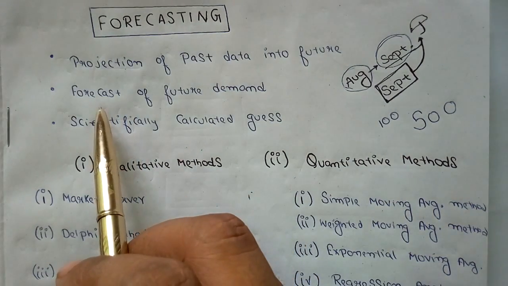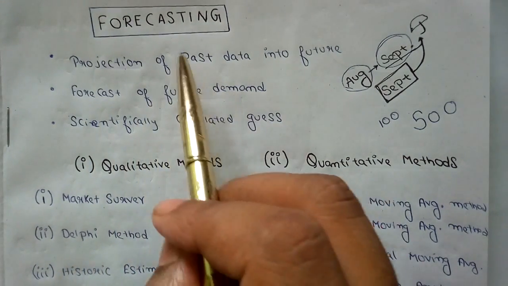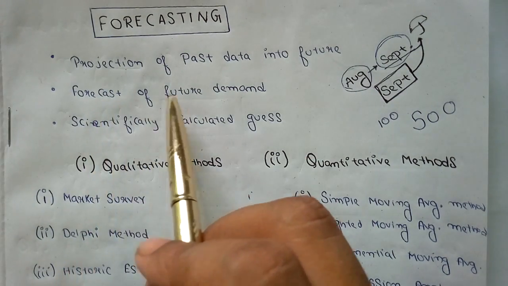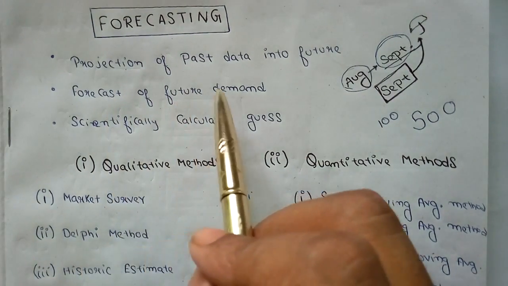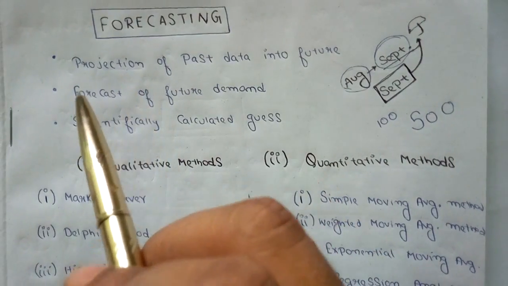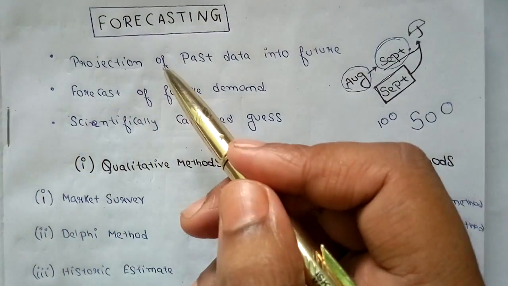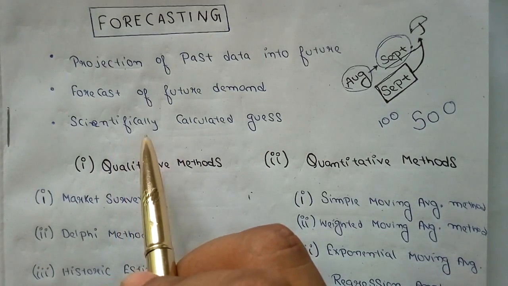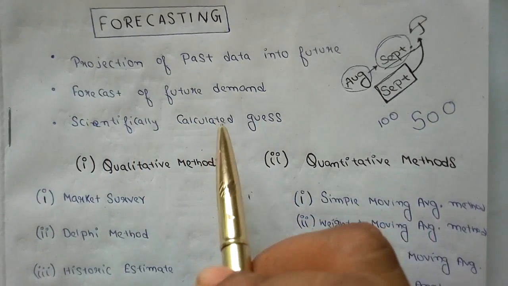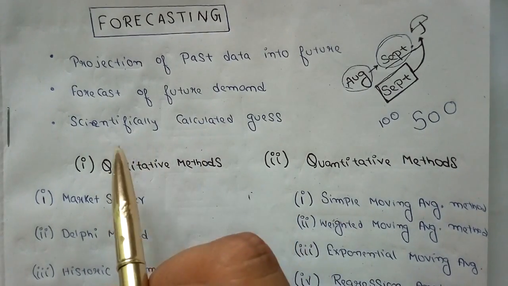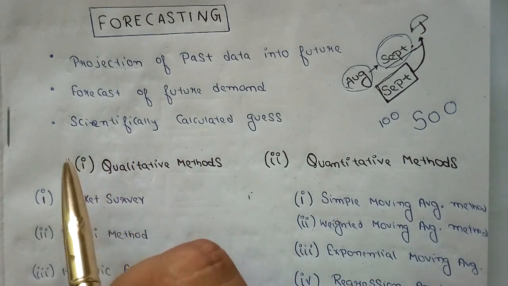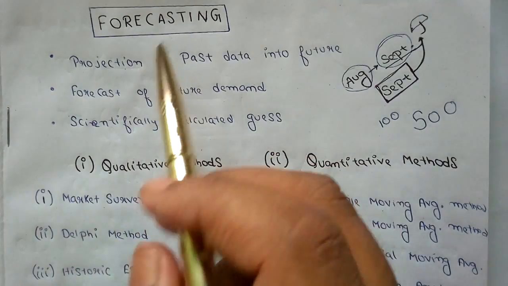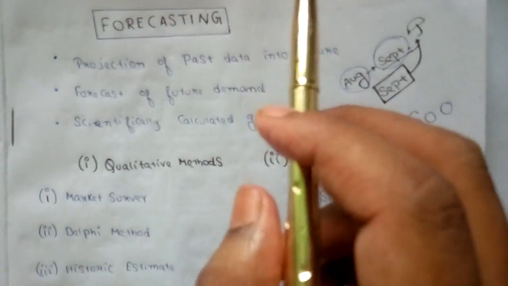Also you can say it is a forecast of future demand, right? Forecasting simply means the prediction of future demand. We are predicting today what our requirement will be in the future. You can also say it is a scientifically calculated guess. Although it is a guess, it is not a random guess. We are calculating scientifically what our requirement is going to be in the future. So this is the simple definition of forecasting.